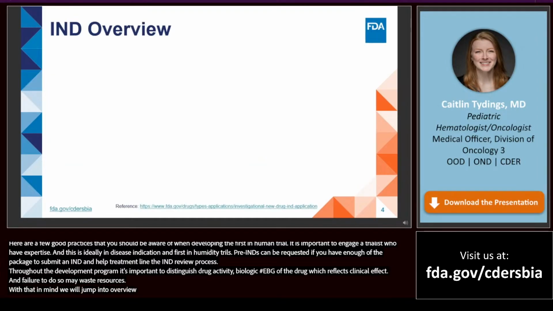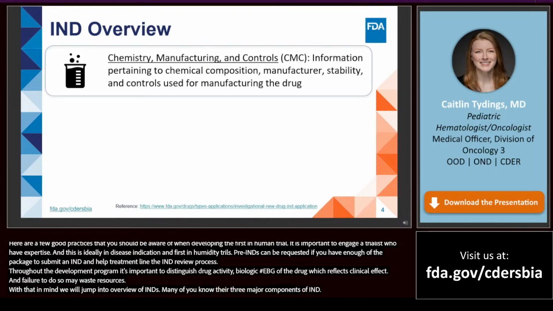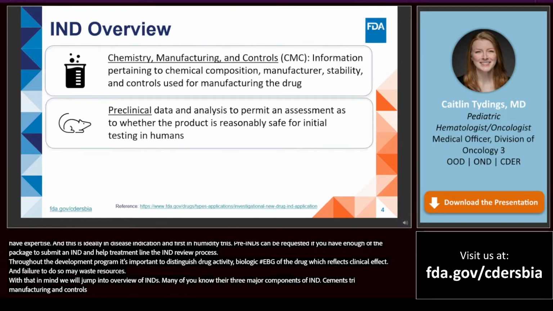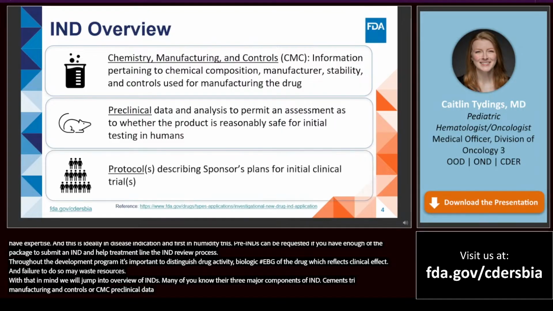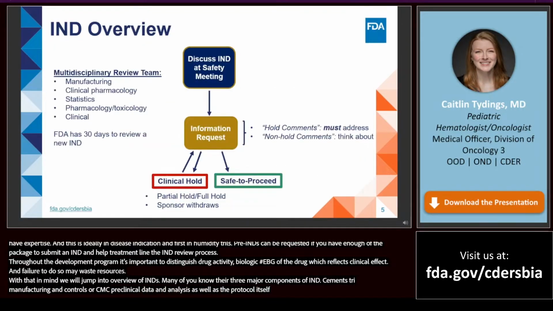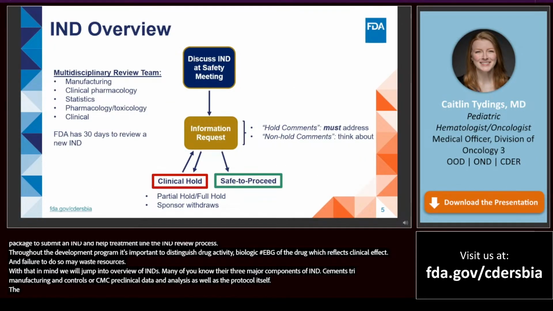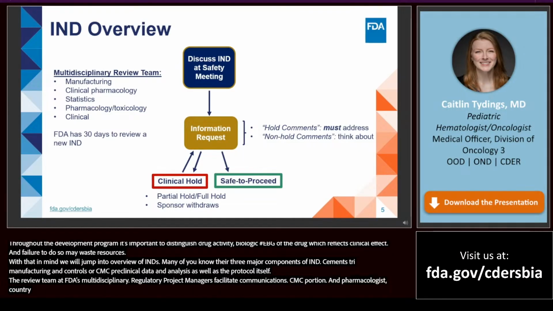As many of you know, there are three major components of the IND: chemistry, manufacturing, and controls, or CMC, preclinical data and analysis, as well as the protocol itself. The review team at FDA is multidisciplinary. Regulatory project managers facilitate all communications between the sponsor and FDA, as well as between the FDA reviewers themselves. Our chemists review the CMC portion, toxicologists review the preclinical data, and pharmacologists, clinicians, and statisticians review the protocol.